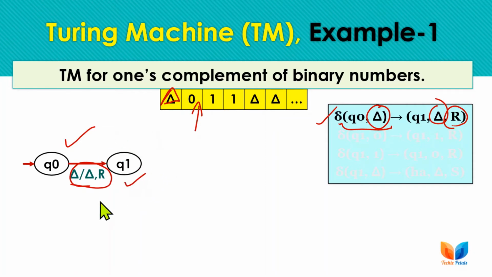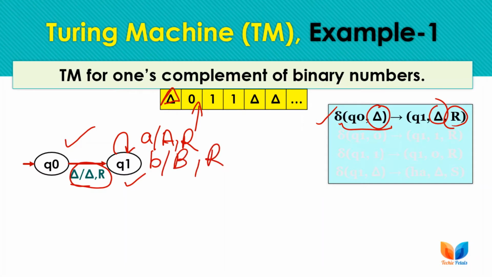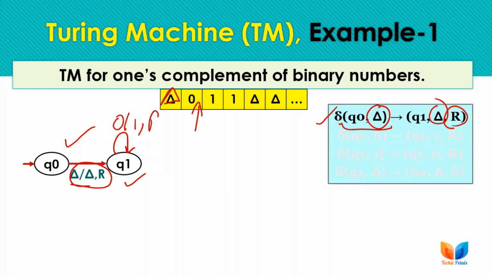Now the only task left from Q1 is to convert all zeros to 1 and all ones to 0. As in the previous question, where we had the transition that lowercase a is converted to capital A and the next symbol is read from the right, and the same way B is converted to capital B and we move right, for this question we just need to change it: 0 will be converted to 1 and the next read is from the right. Same way 1 will be converted to 0 and the next read is from the right.